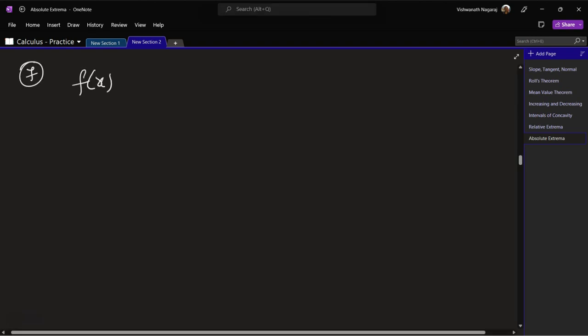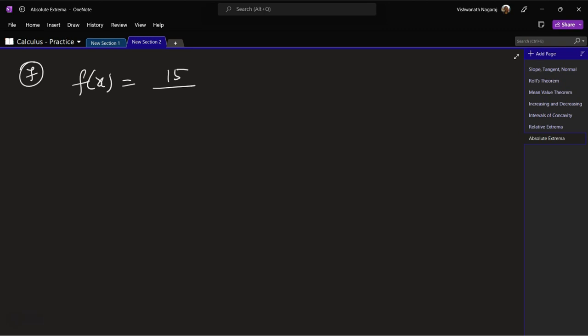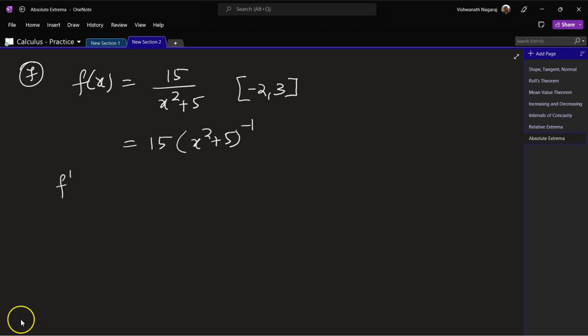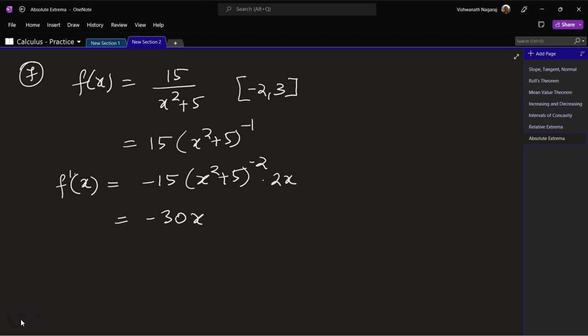Seventh one, f of x is equal to 15 by x square plus 5 in the interval minus 2 comma 3. Now we can write this as 15 times x square plus 5 to the power of minus 1. Now let's take the derivative. f prime of x is equal to minus 15 times x square plus 5 to the power of minus 2 times 2x, which gives us minus 30x times x square plus 5 to the power of minus 2. So now this is our first derivative.